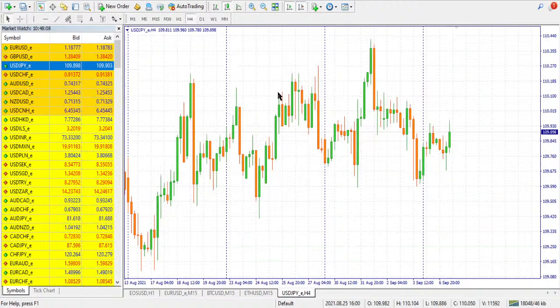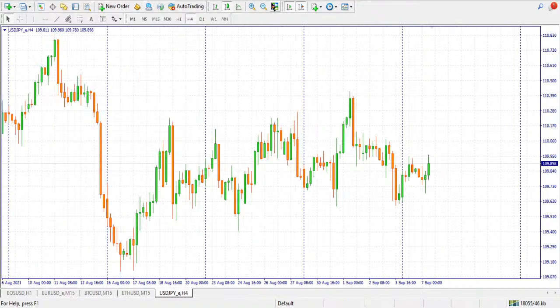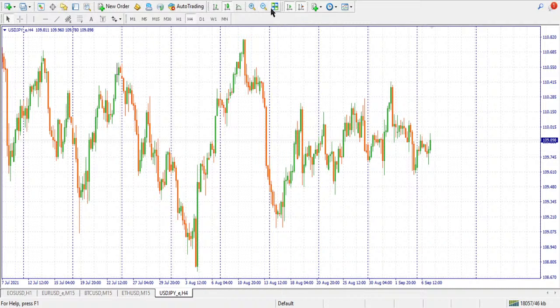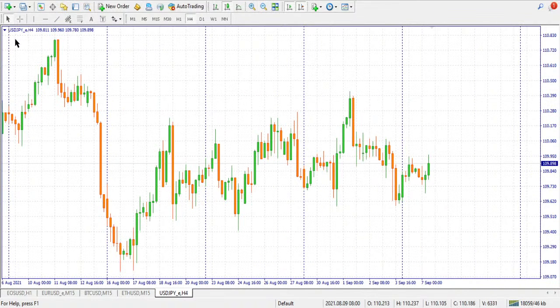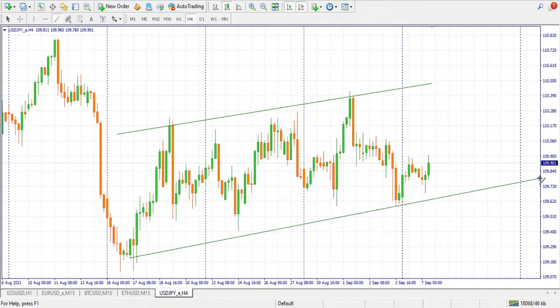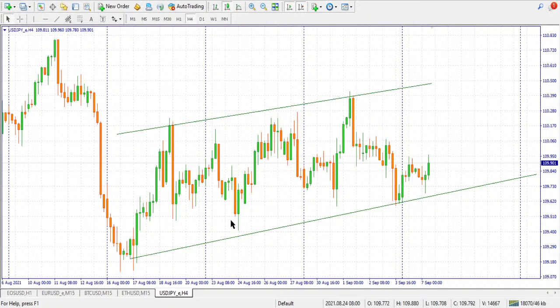The other symbol is the US dollar Japanese yen. This chart looks like the price is within some shape, also within some channel formation. We have that, and then we have that. You can see that there is a resistance here, there is a resistance here. We have a support here, we have a support here.